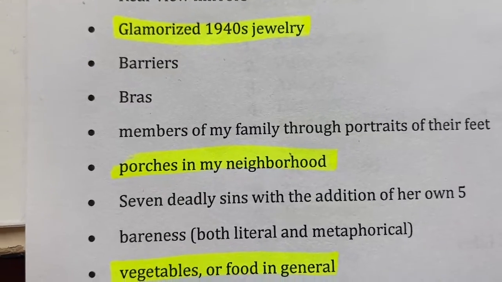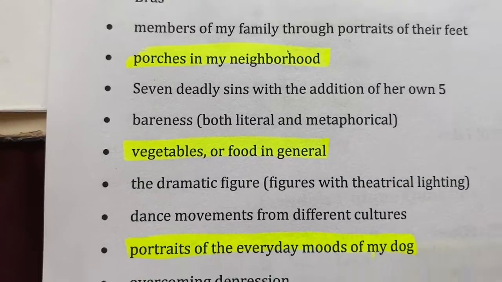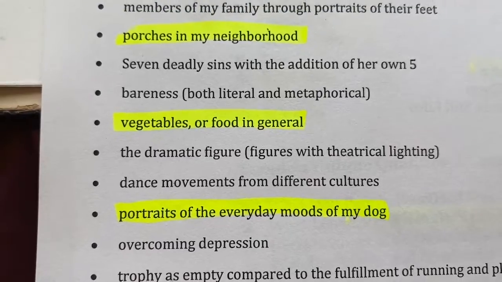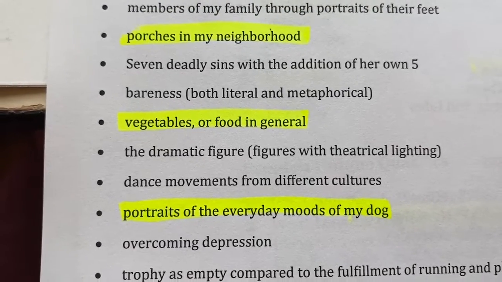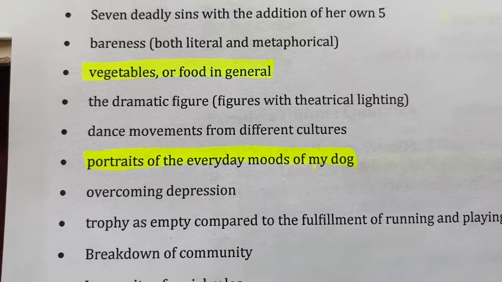Porches in my neighborhood. I thought that would be kind of fun. Vegetables or food in general. Portraits of the everyday moods of my dog. That would be so much fun for my little Chihuahua. She has so many. After you've selected your favorite possible ideas, we're going to go through and look at some examples that students have already created of what's called a concentration. So we're going to see some pieces that go together with an underlying theme.